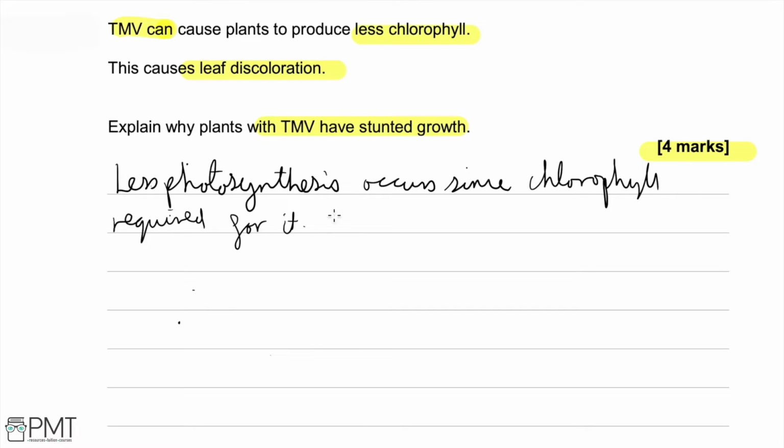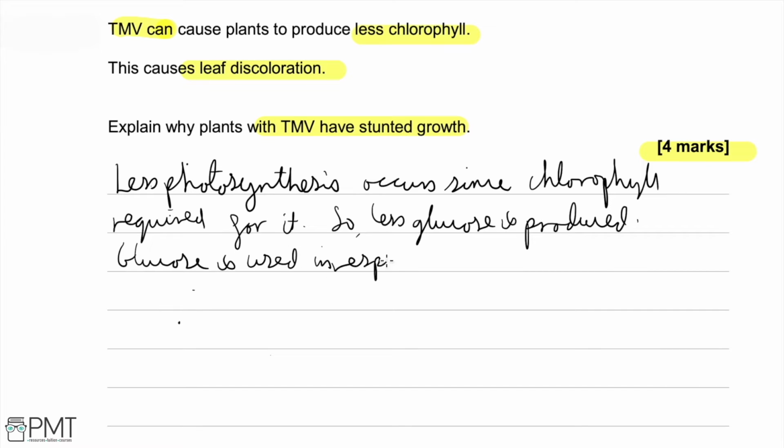So, with less photosynthesis occurring, there is also less glucose being produced. Growth is a process that requires lots of energy. So energy is very important. Now, glucose is used in respiration, which is a process that produces energy. Therefore, less glucose means less energy will be released for growth.